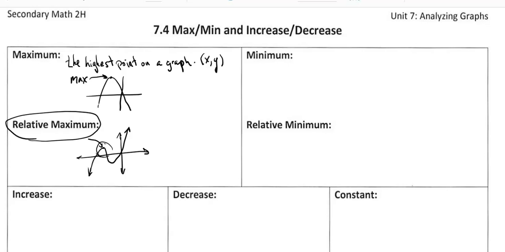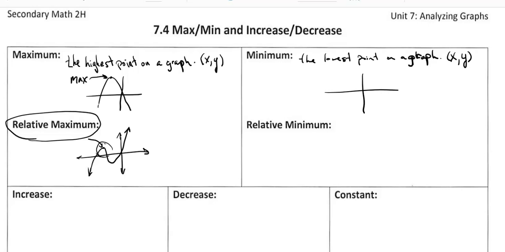Minimum is the lowest point on a graph. And again, since it's a point, it would be an ordered pair, x, y, whatever the x and y is. We'll see some examples in a moment to illustrate this.